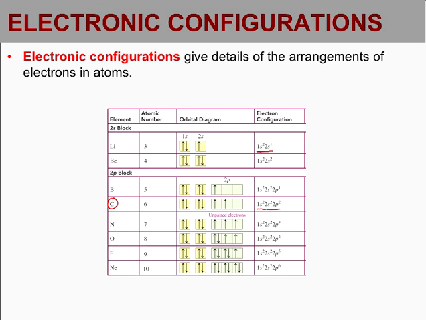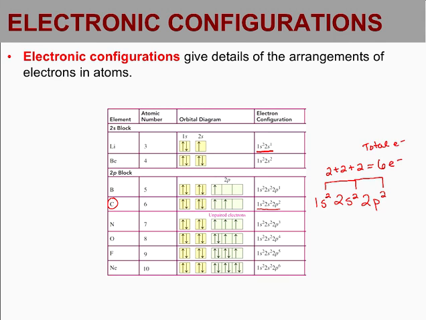You might also notice that if we add all of the superscripts together, that gives us the total number of electrons. So let me rewrite carbon's electron configuration. And again, if we add together those 3 superscripts, so 2 plus 2 plus 2, that gives us 6 total electrons.